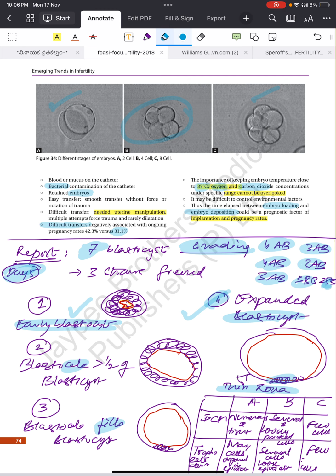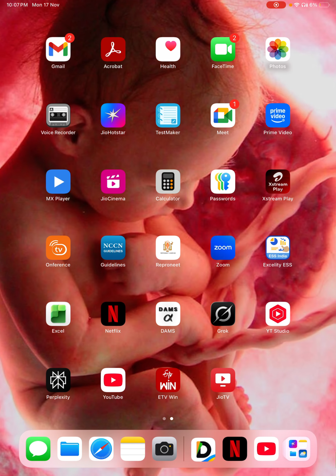What is A? A means the inner cell mass is numerous and tight. Whereas B means it is loosely packed. C means few cells. Even for the trophectoderm, A means many cells are formed tightly, B means loose epithelium, and C means few cells. Okay.